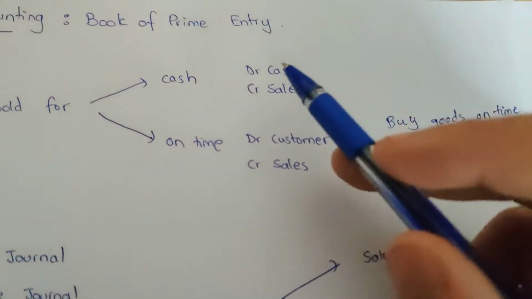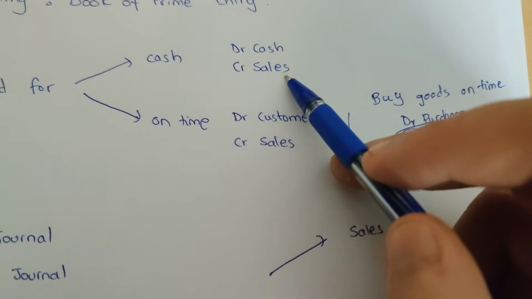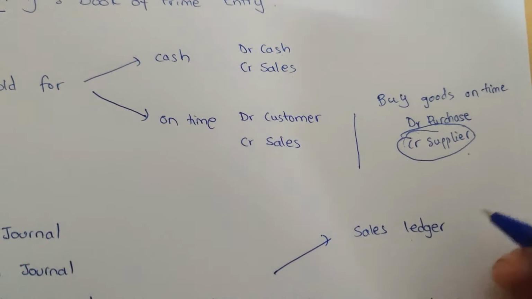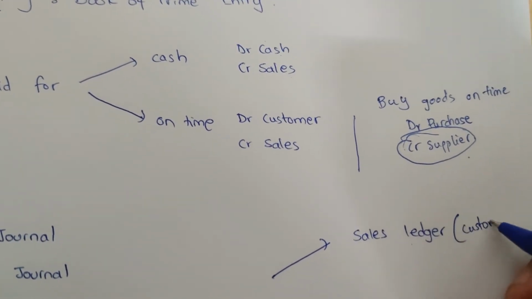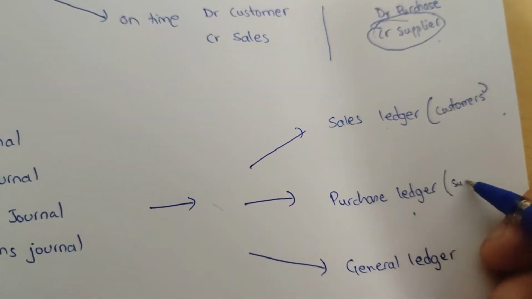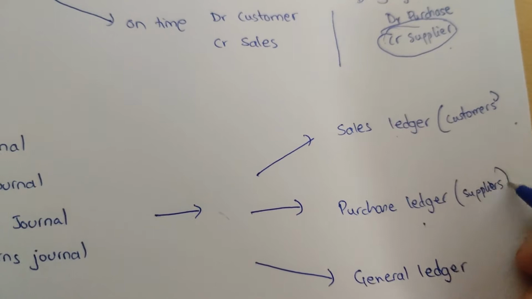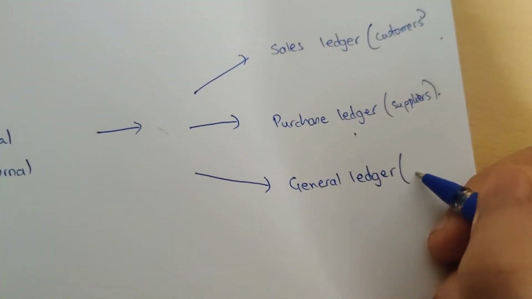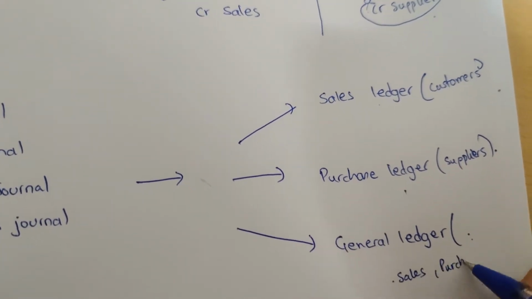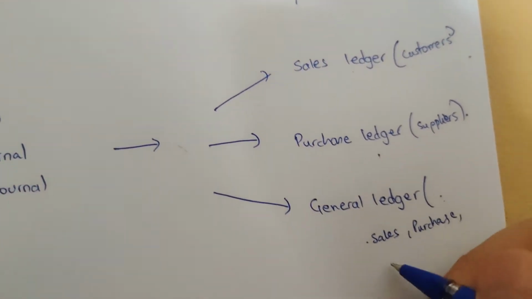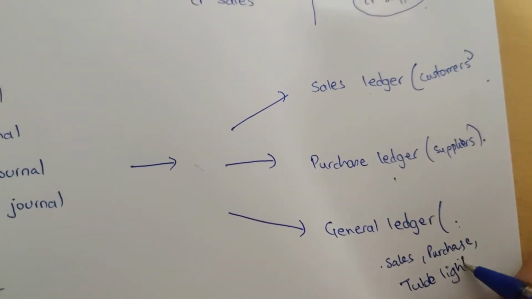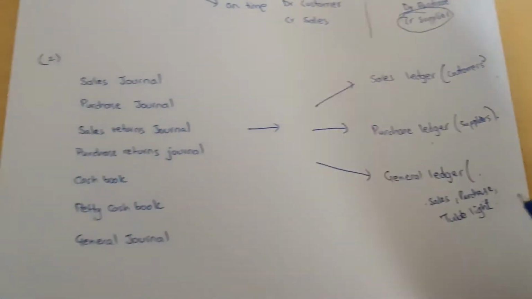Now let's talk about this. Say, for example, we have debit cash and credit sales, okay? So anything with sales does not mean sales ledger. Sales ledger is only for customers, okay? So these are human beings, okay? Purchase ledger is for suppliers, all right? And everything else goes to general ledger. So general ledger is where you have your sales, purchase, okay? If you buy anything like a tube light, all right? That's where it goes.